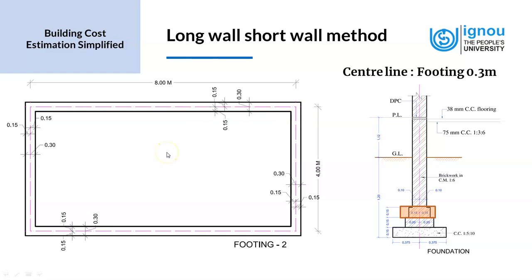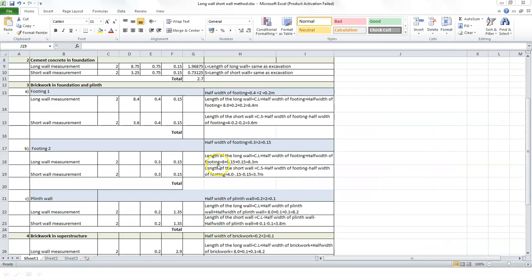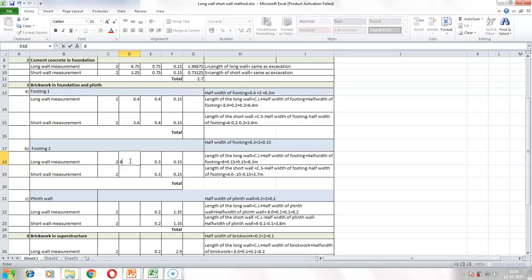Let's go back to the measurement sheet and enter the value of the long wall and the short wall in the case of the 0.3 meter wide brick footing. So for footing number 2, we are looking at column number 8, row number 18. It's 8 meters plus 0.15 plus 0.15, which is 8.3. So we'll enter that value here, 8.3.